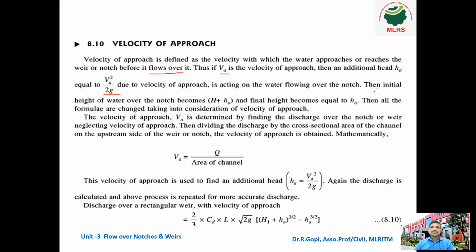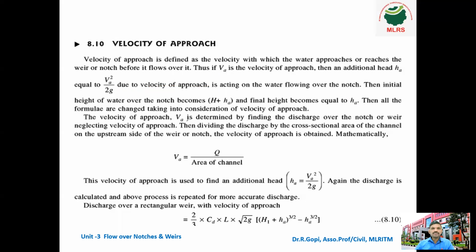So then the initial height of water over the notch becomes h plus HA. This HA is nothing but the head due to velocity of approach, and using this formula we have to calculate. So h plus HA, and the final height becomes equal to HA. So the initial height is head plus head of water due to velocity of approach, and the final height is HA. Then all the formulae are changed, taking into consideration the velocity of approach.